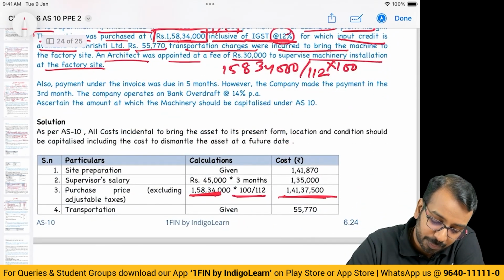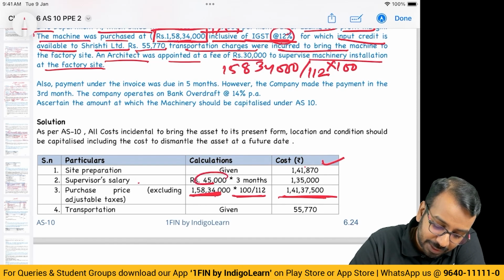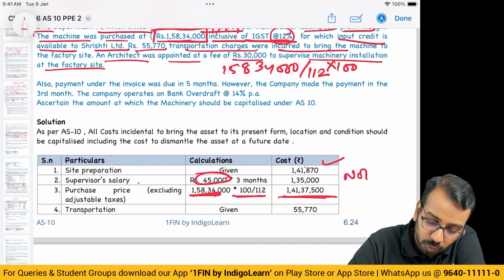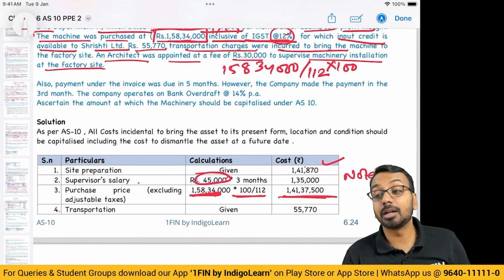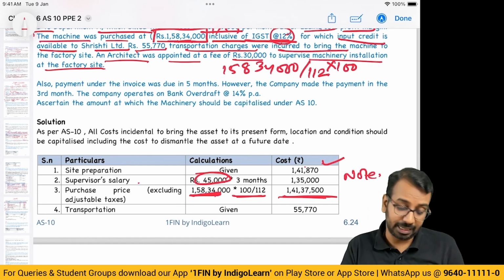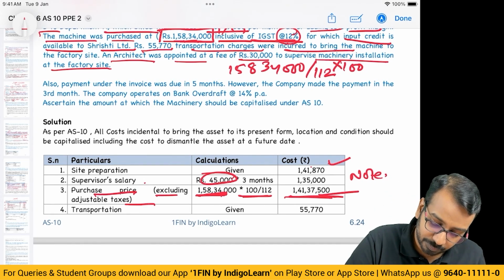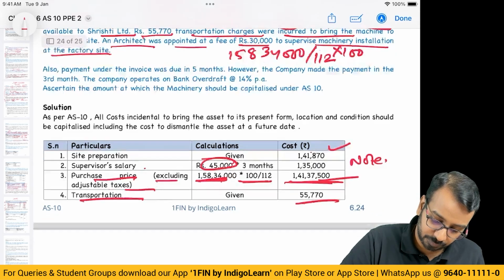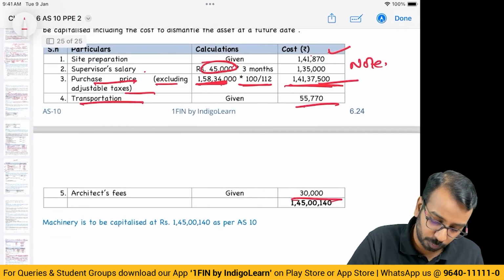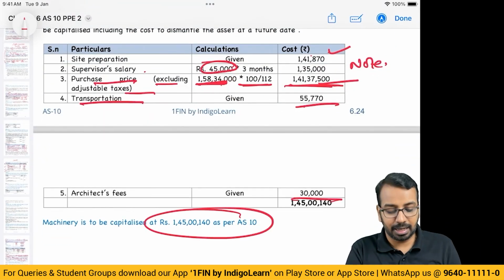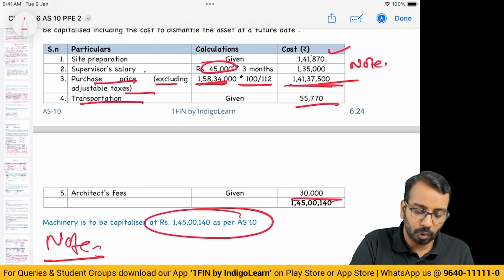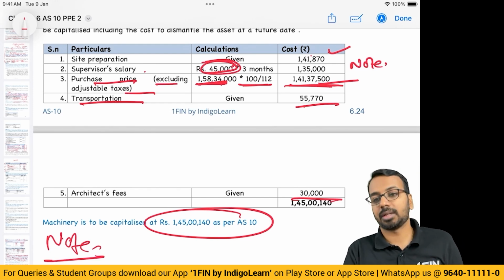So, site preparation included. Supervisor salary at 45,000 only. You will write a note for this stating that internal profit should not be recognized. Then, purchase price excluding taxes, so much. Transportation 55,770 and fees is so much. This is the amount to be capitalized. You will write a note why profit has not been considered.